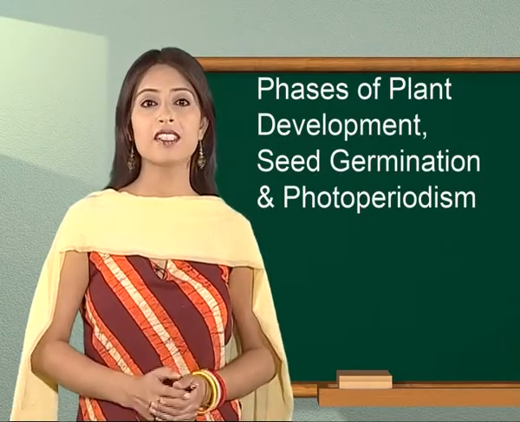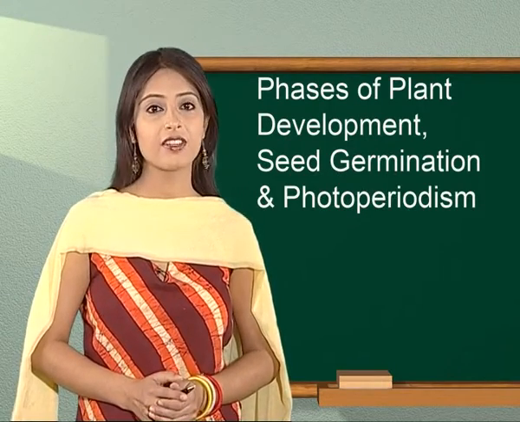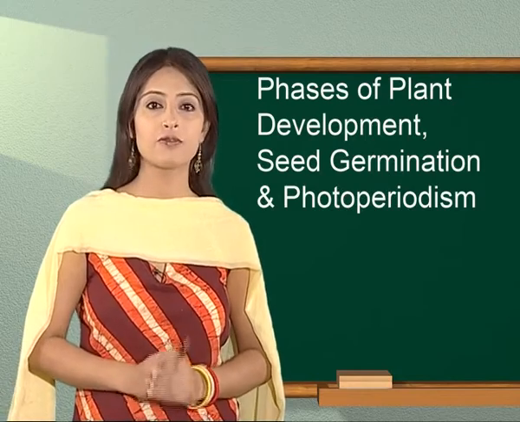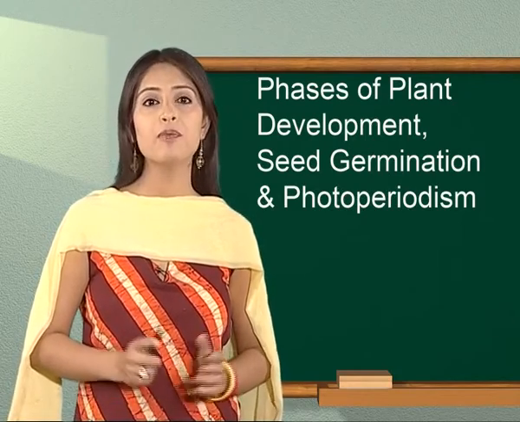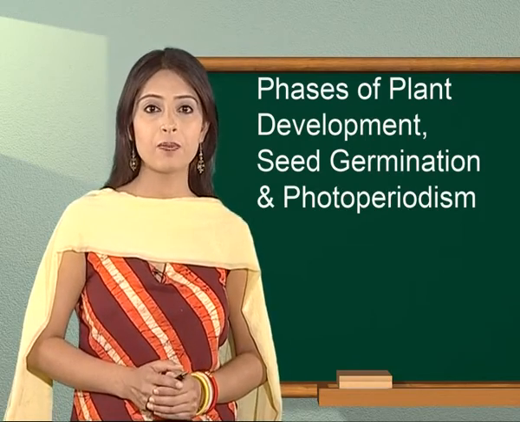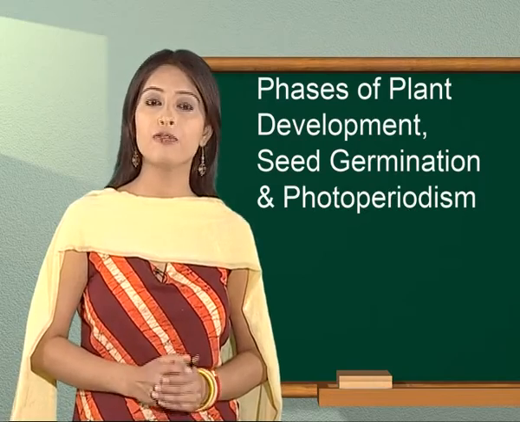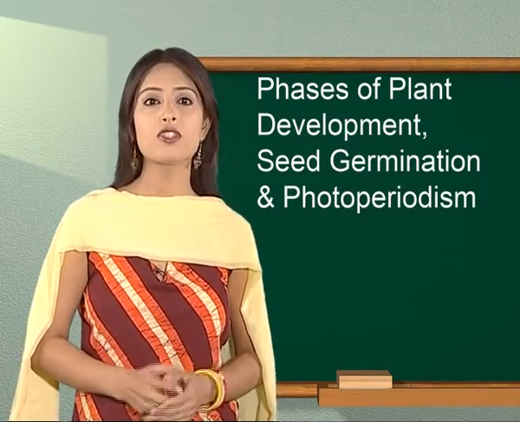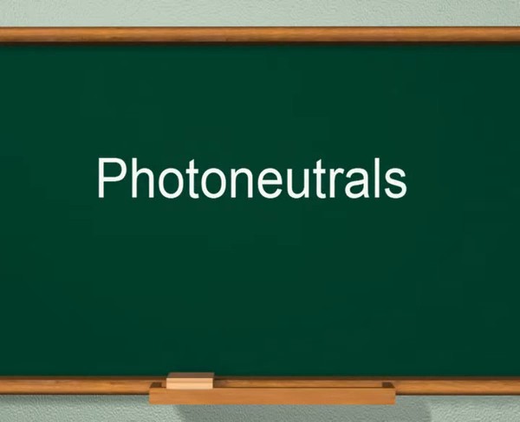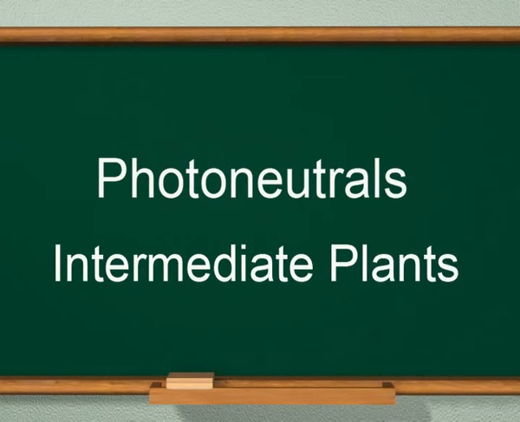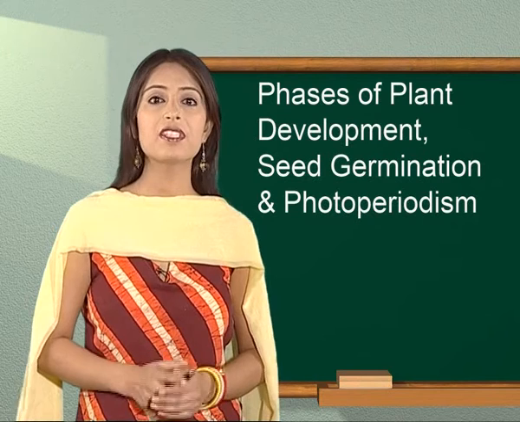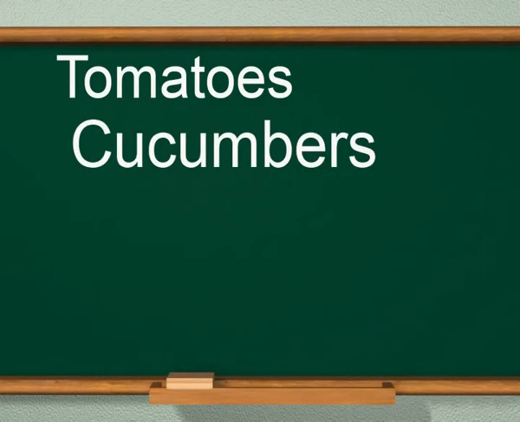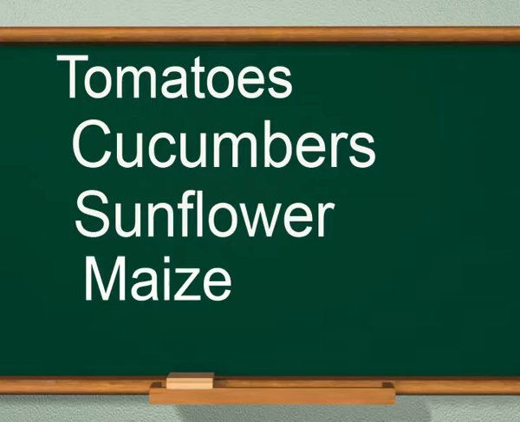There are some plants which we discussed in the category of day neutral plants that do not follow fixed photoperiods. They may bloom in any length of photoperiods ranging from a few hours to 24 hours. They are also called photoneutrals or intermediate plants. Examples of such plants are tomatoes, cucumbers, sunflower, maize and cotton.